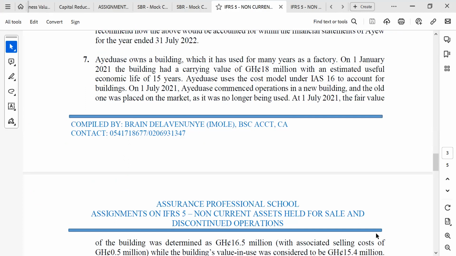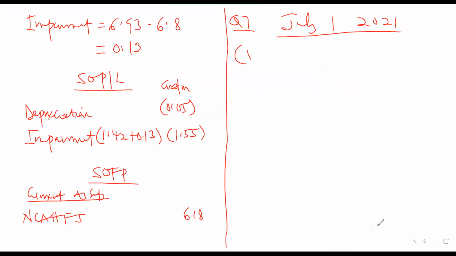So how do we find the carrying value here? Can we say the carrying value is 18 minus the depreciation for 6 months? Can we say that? Yes, please. That will be 18 minus 18 over 15 times 6 over 12. Is that correct? So the carrying value will give us 18 minus what?